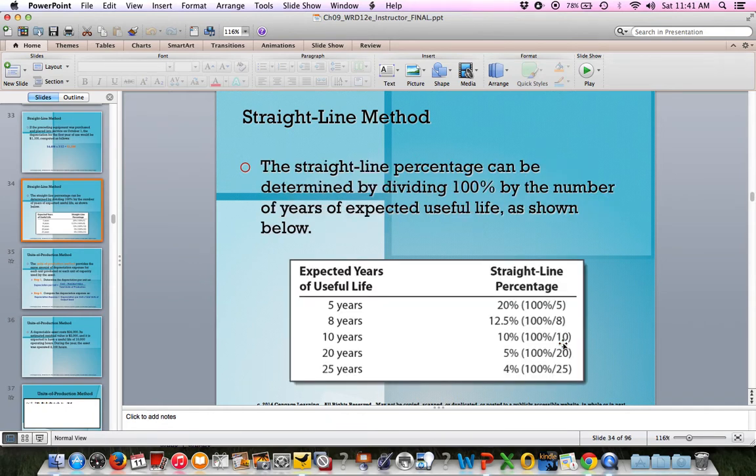The straight line method can be determined by dividing 100% by the number of years. And so a 5-year asset would simply be 100% divided by 5, which is 20%. An 8-year asset would be 100 divided by 8, which is 12.5%. 10 years, 100 divided by 10, which is 10%, and so on. That's just an easy way to get to a percent per year to depreciate.